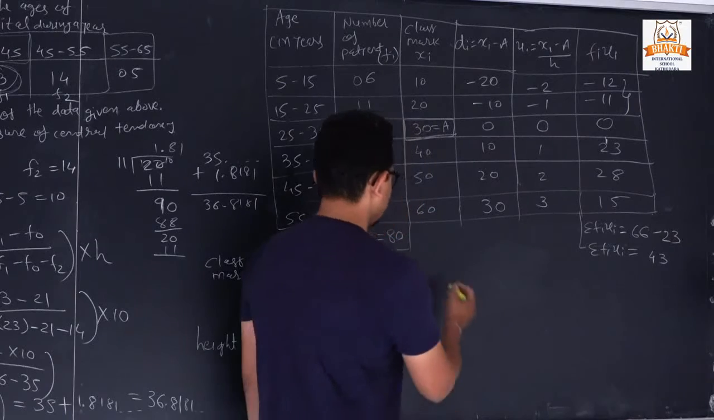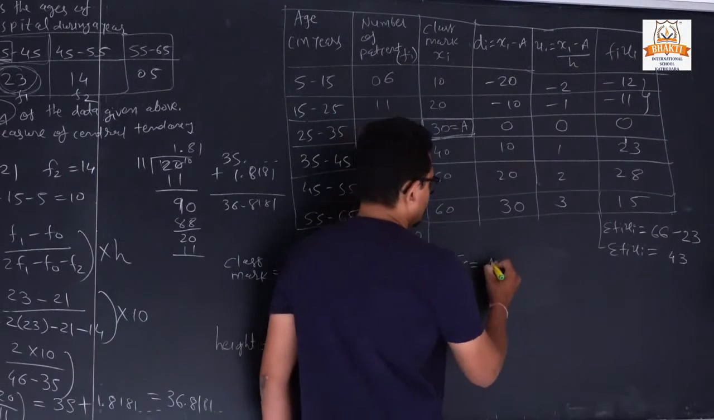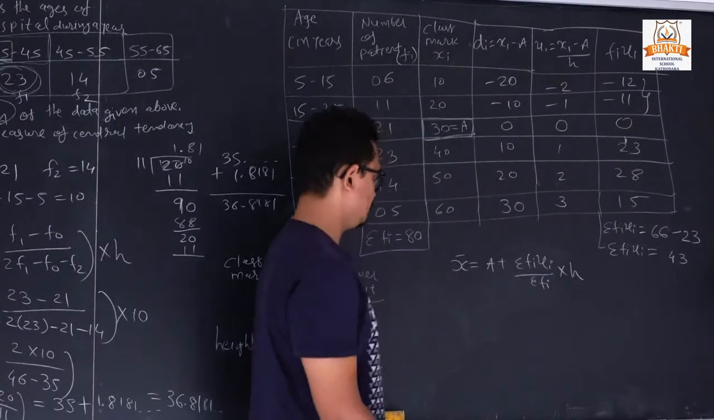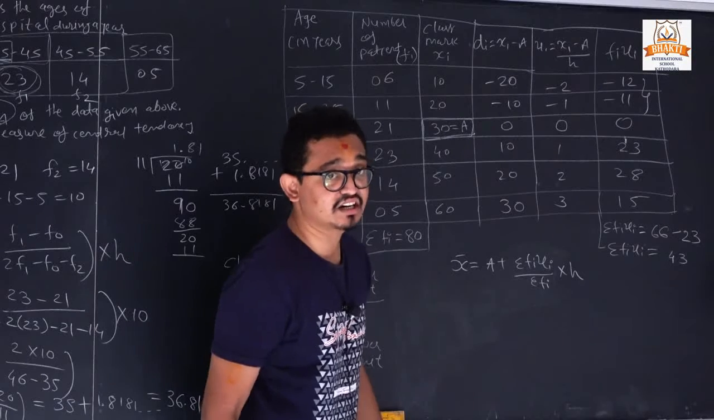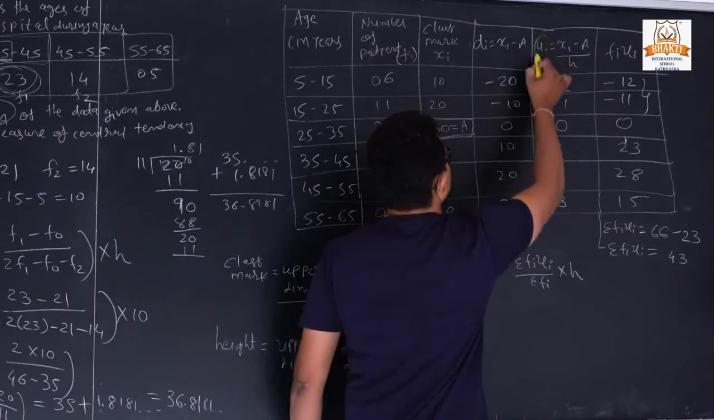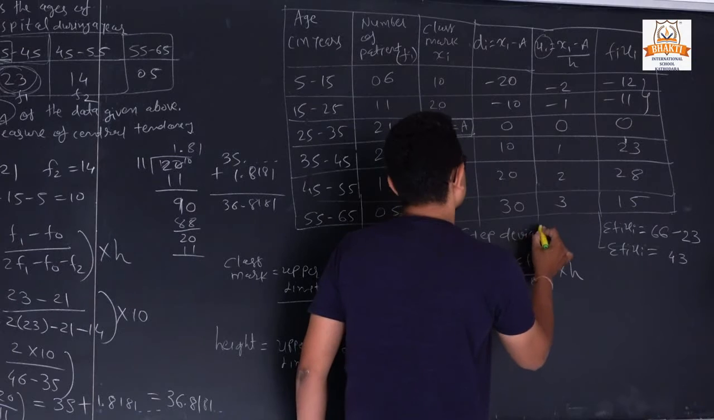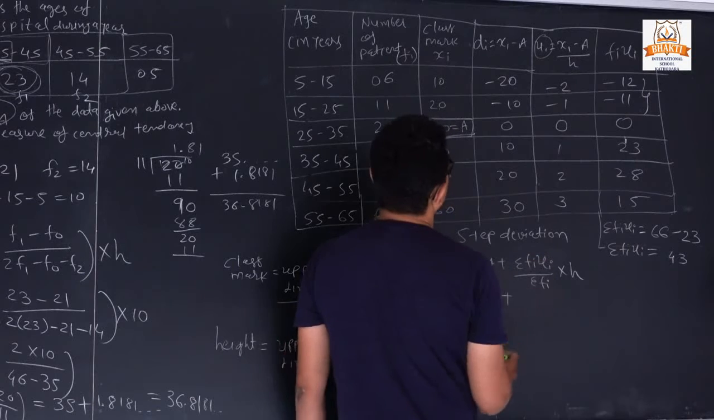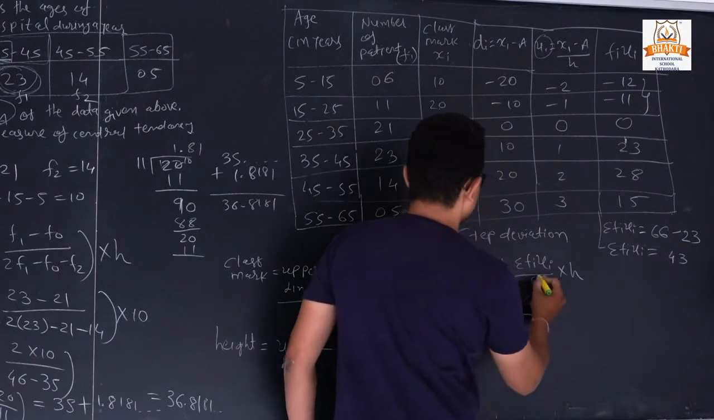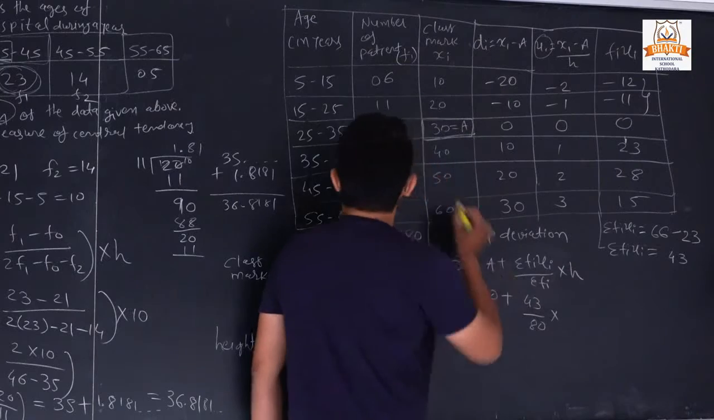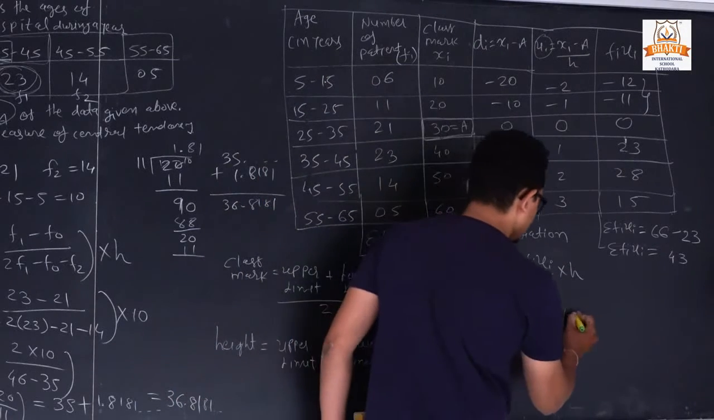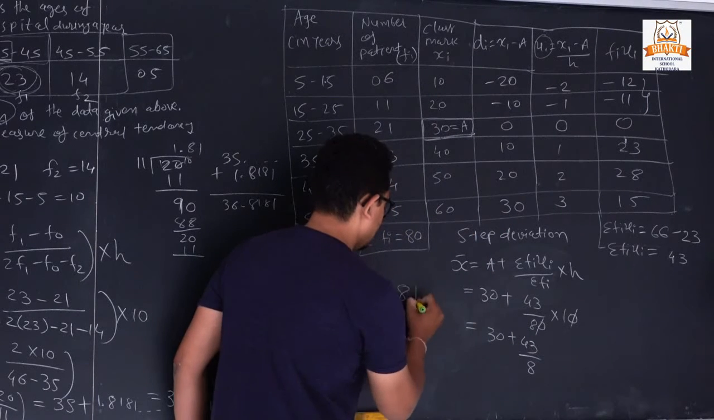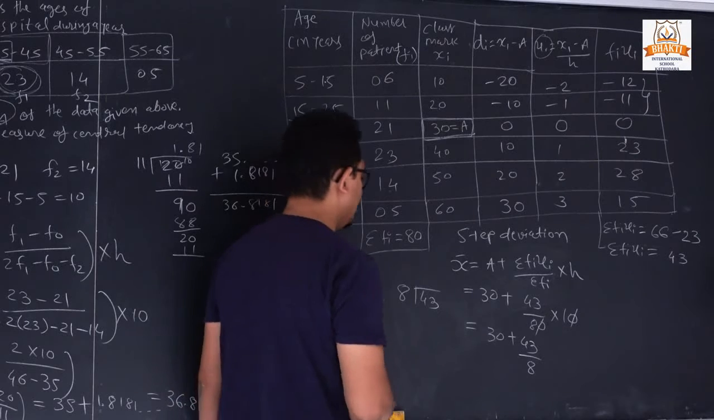Now last step, what is its formula? Mean is equal to A plus sigma FiUi upon sigma Fi, into H. So what is the value of A? Because here we are using which method? Step deviation method, because here we find Ui. So what is the value of A? 30. Sigma FiUi, it is 43. Sigma Fi, it is 80. And H is equal to 10, already we have. So 0, 0 cut. So 30 plus 43 divided with 8. We can simplify. 8 into 43, so 8 fives are 40.